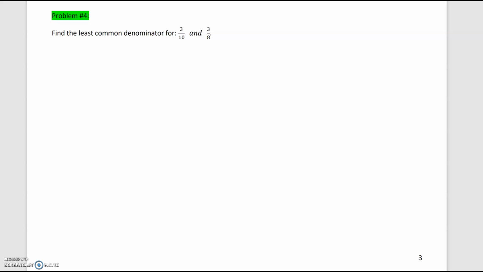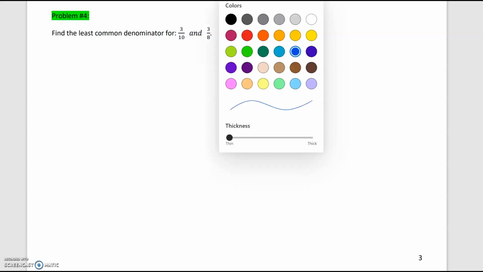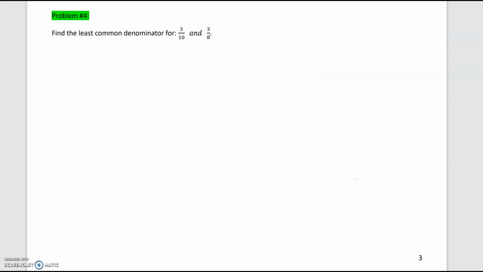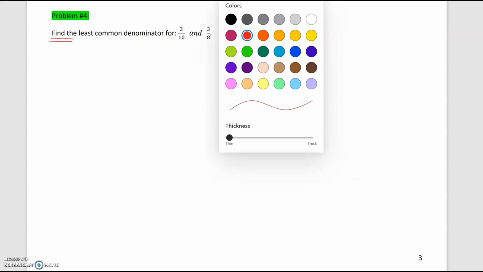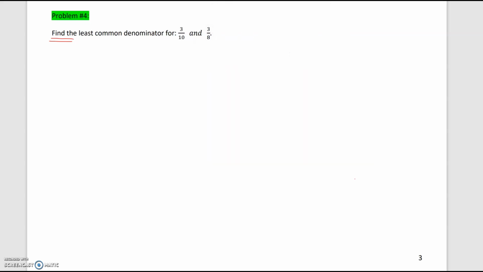Hi class, in example 4, we're actually finding the lowest common denominator, or the LCD, and all they want us to do is to find it. So they don't want us to add the fractions, subtract them, or do anything with them. So in this case, the LCD is equal to the LCM of 10 and 8.